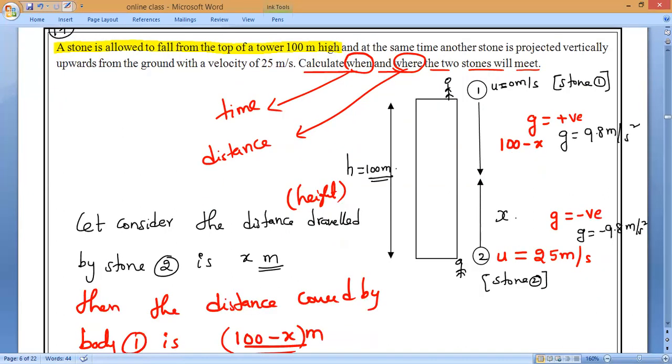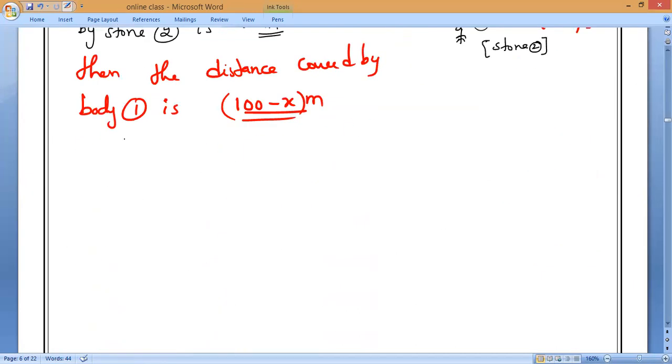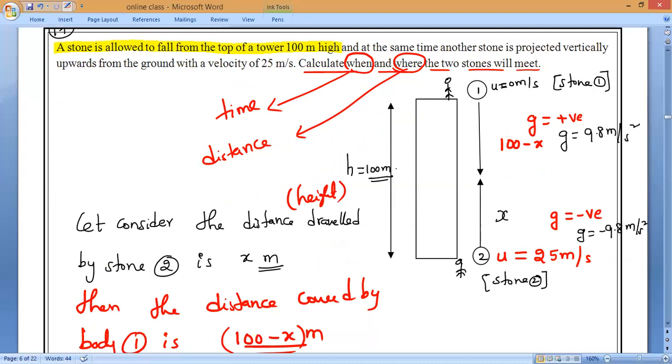So let us do the mathematics. This is 100 minus x and this is x. So for stone 1 and stone 2, we will write the equation with the help of the given data. Stone 1, what is the given data? All of you tell me. What is the known data for stone 1? Initial velocity, you know. And we know the height h and we know the g value.